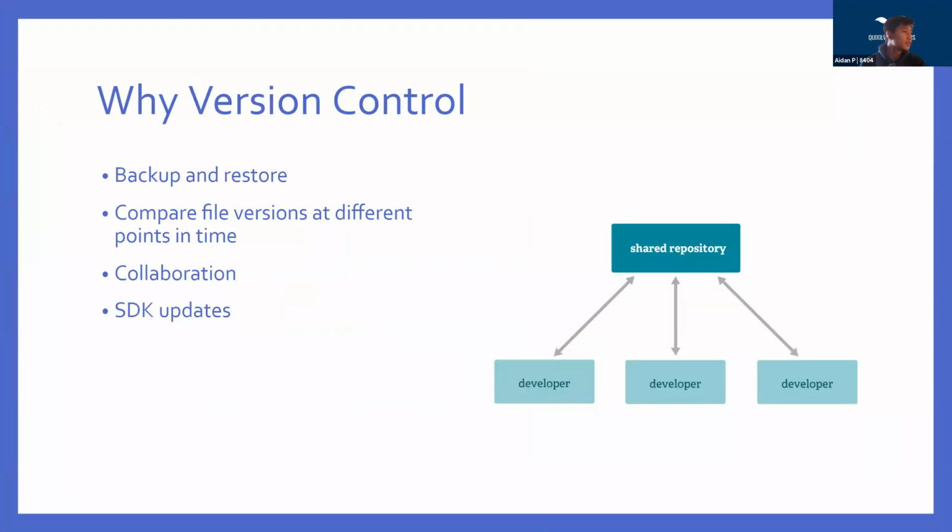So first of all, why version control? First of all, what is version control? Version control is software that allows us to save different versions of our code. It also backs up and restores different versions of our code, as I said, and then it helps us compare file versions at different points in time.